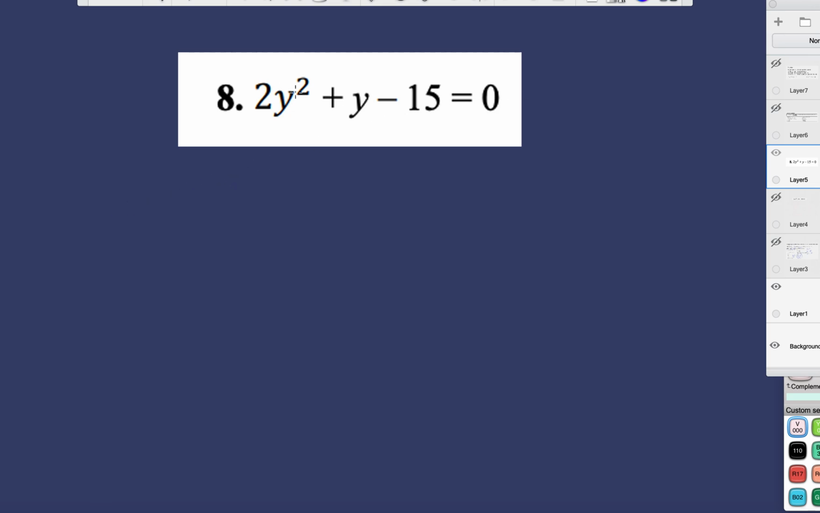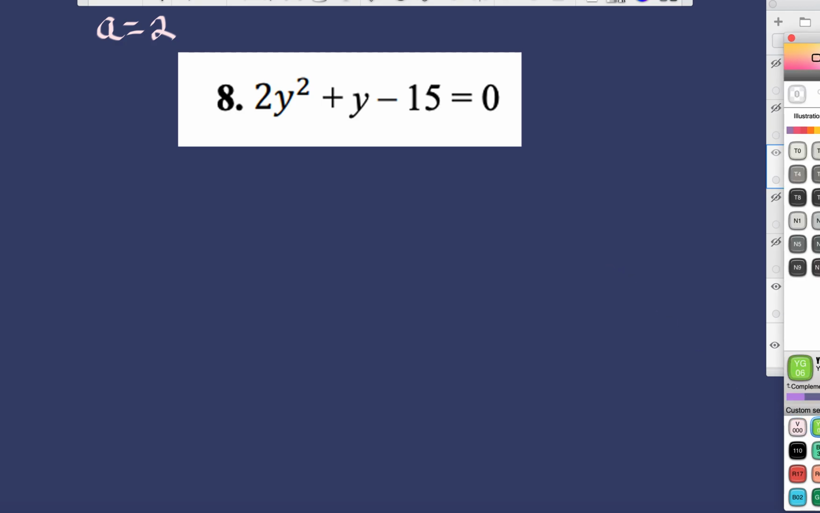Do the same thing. It's already in that form. I didn't have to move the 15 over or anything like that. So I'm going to use different colors. A is 2. There's a coefficient in front of that square term. B, in this case, is 1. And C is negative 15. This is going to be very, very important when we get there. Don't you fret.